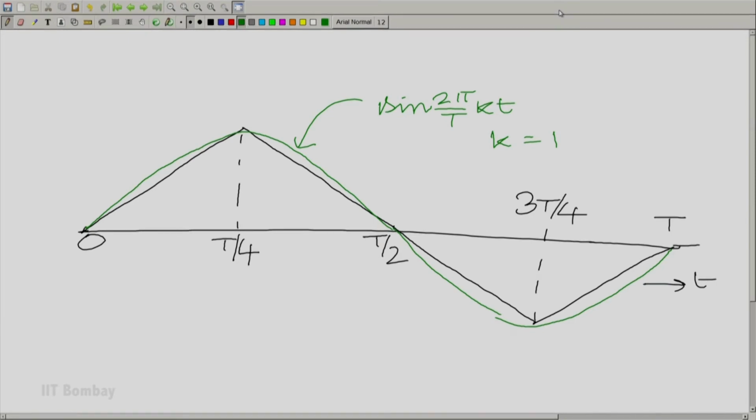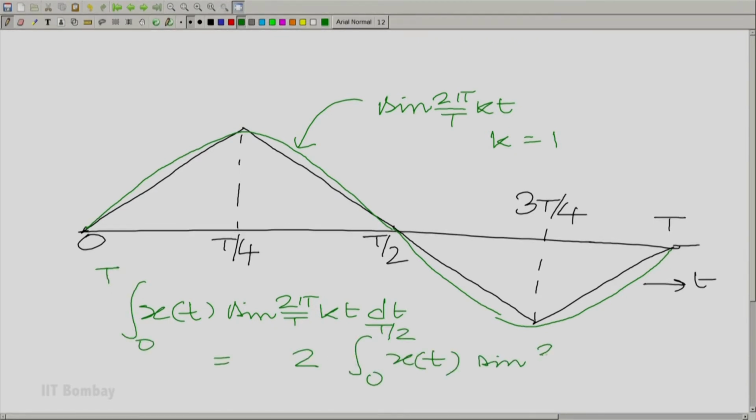The point is, however, that again you have a symmetry in the integral. Whatever integral you get between 0 and T by 2 is the same as what you get between 0 and T. So, in fact, here when you take x(t) sine 2 pi by T kt integrated from 0 to T, you can see it is 2 times what you get from 0 to T by 2. I leave this for you to verify. That is one thing that will make your job easier.